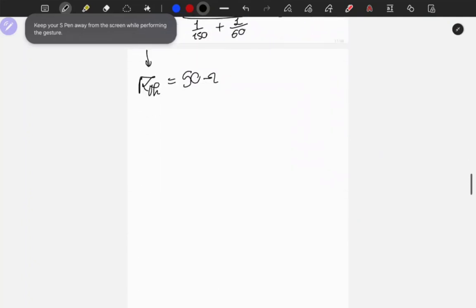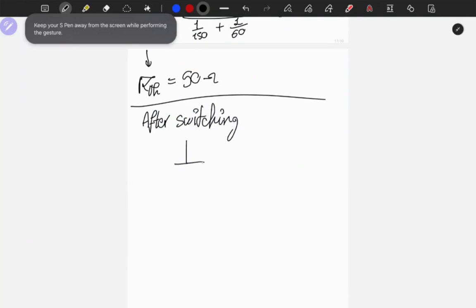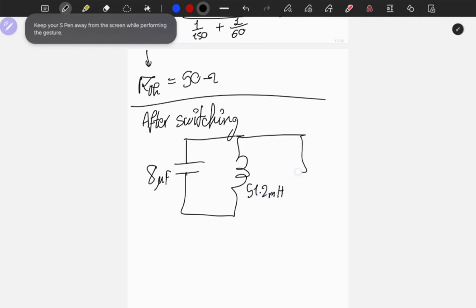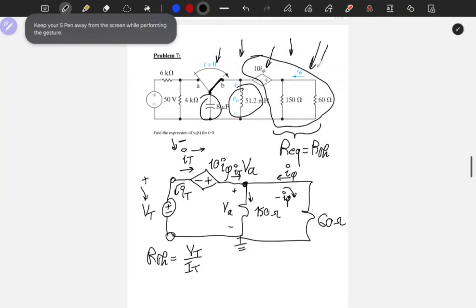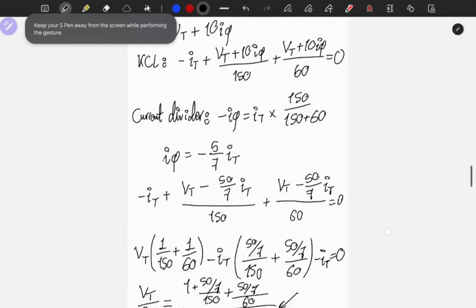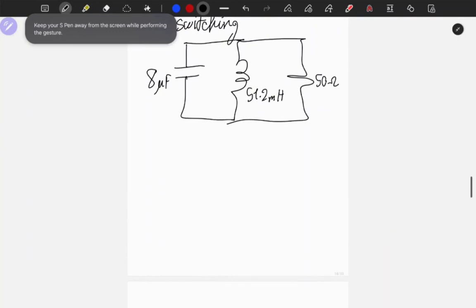So let's do this. So after switching, our circuit looks like this. After switching, we have the capacitor, 8 microfarad, an inductor, 51.2 millihenry, and finally a resistor, which is 50 ohms. Like this. So I reduced this entire network into just a single resistor, like this. This is a 50 ohm resistor. Okay, now I clearly notice that we have a parallel connection between everything.